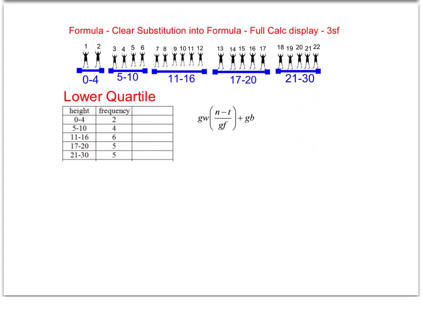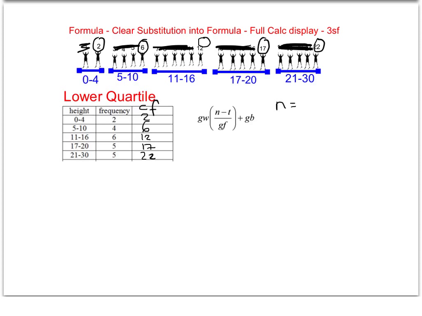Same process for the lower quartile. Let's go again, start from the beginning, just to get the steps in place. So we construct the cumulative frequency, 2, 6, 12, 17, 22. That's identifying the last person from each group, so we know which group our person's going to be in.